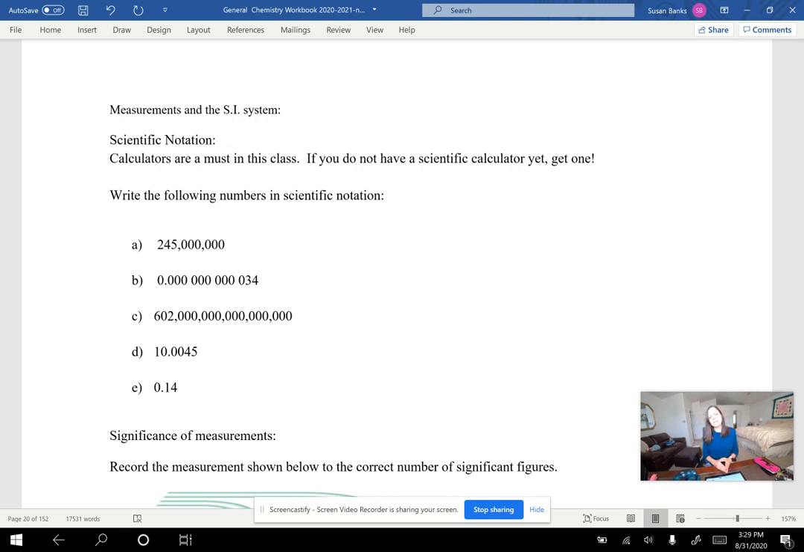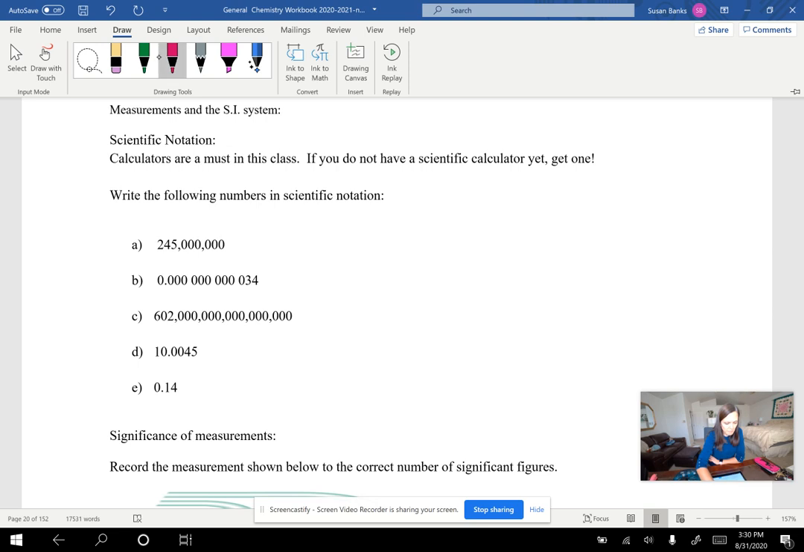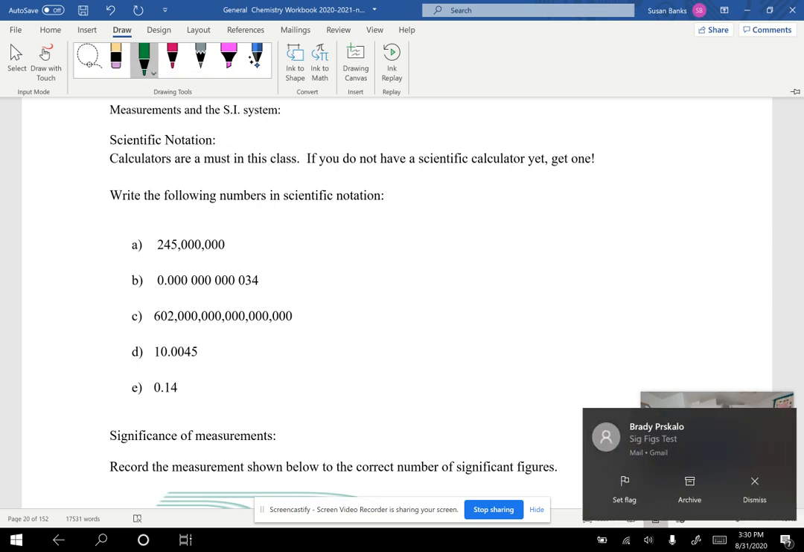And instead of taking the time to count all those zeros after a really big number, or before the really small number after the decimal point and see how big that is and maybe miss a zero, it's a lot easier to use scientific notation. So we are going to just do a little review on that first. So scientific notation, here we go.